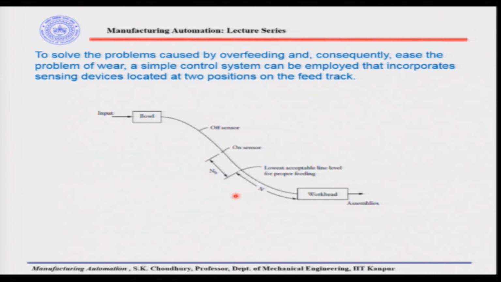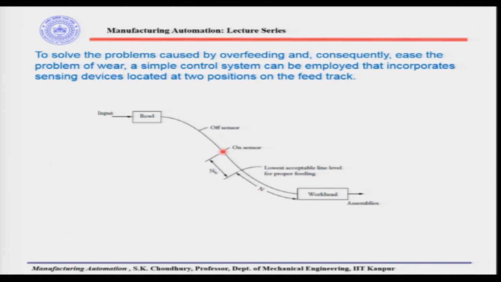Let us look into this diagram. Here is a line diagram showing a bowl feeder through which the parts are coming to the feed track. This is the feed track, and this feed track brings the parts to the workhead for assembly. Let us say these are the assembly workheads. Now, so that the parts are sufficient in the feed track and the feed track does not get filled up quickly, or cannot be kept vacant, there are two sensors.